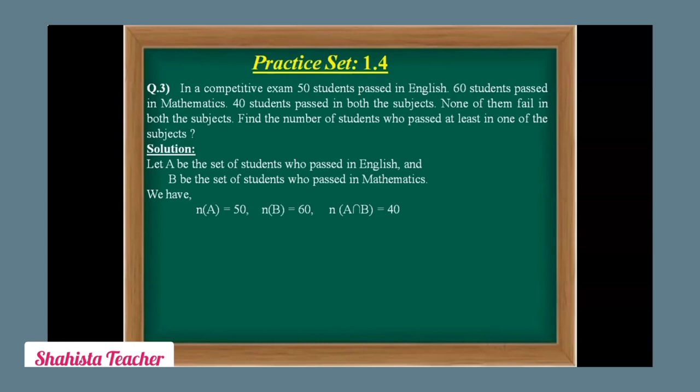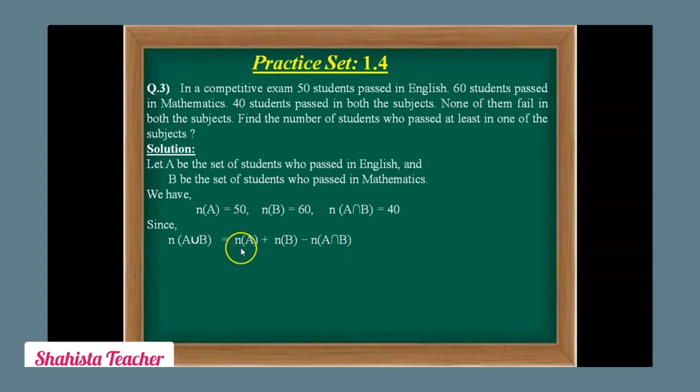So what we will write here? Number of A is 50, number of B is 60 and number of A intersect B is 40. We have these values. Now number of A union B is those who pass at least in one of the subjects. So here number of A plus number of B minus number of A intersect B.